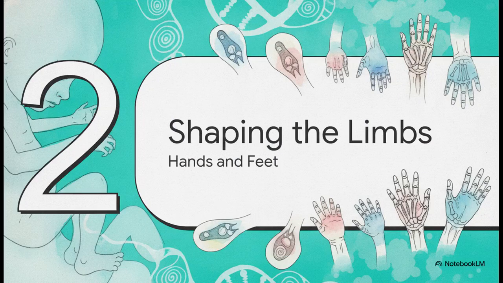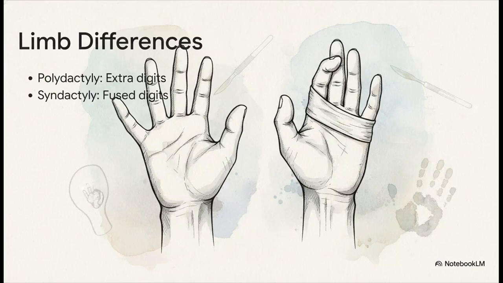Okay, moving right along to Chapter 2, shaping the limbs, hands, feet, and the marvel of mobility. The process of forming our arms, legs, fingers, and toes is incredibly complex. And as you might guess, sometimes this intricate process takes a slightly different route during fetal growth. Let's look at two of the most common limb differences out there, polydactyly and syndactyly.